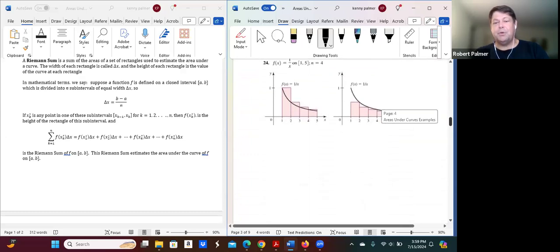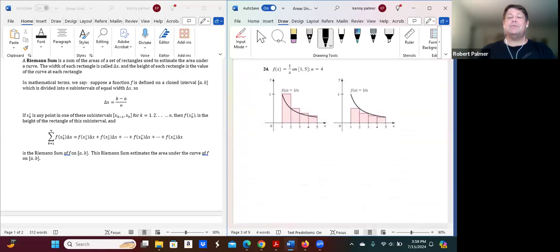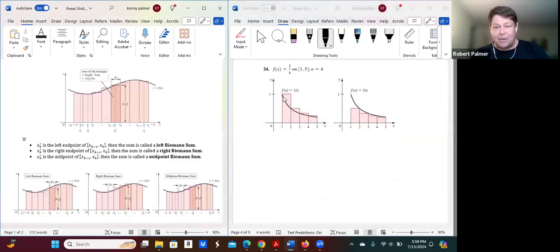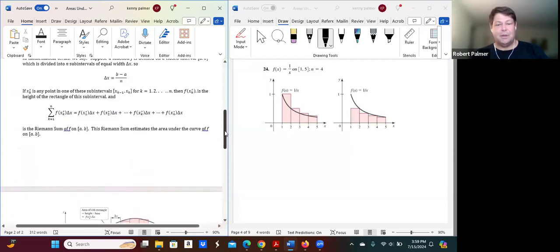All right, now this one, we want to do kind of a similar thing. What we want to do, though, is compare using a left and right Riemann sum. Okay, so remember what that says. The left Riemann sum is where we take our values from the left endpoint of our subinterval or rectangle, the left side of a rectangle, versus the right side of a rectangle. So we're going to compare these, see what we get.